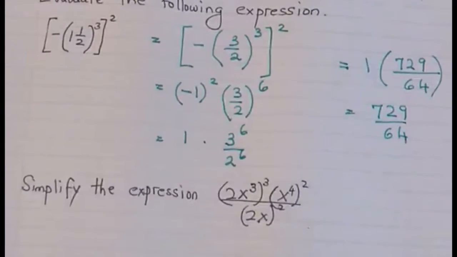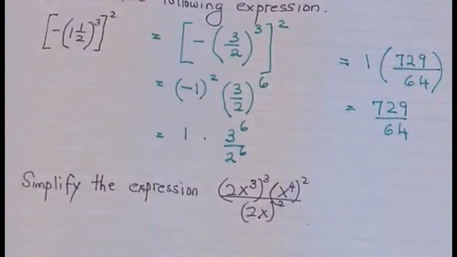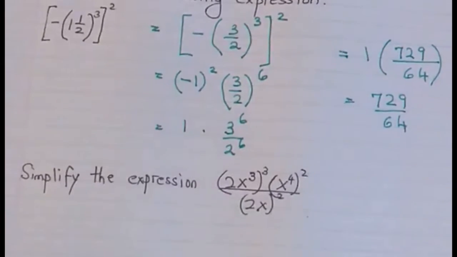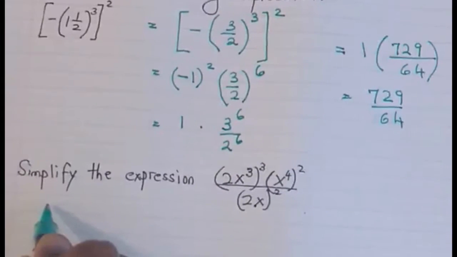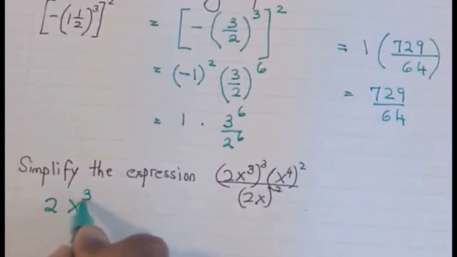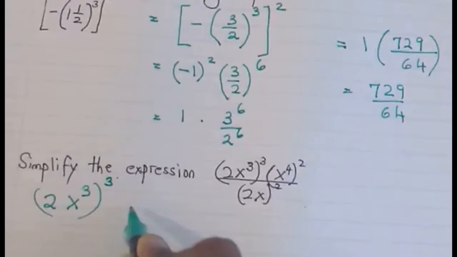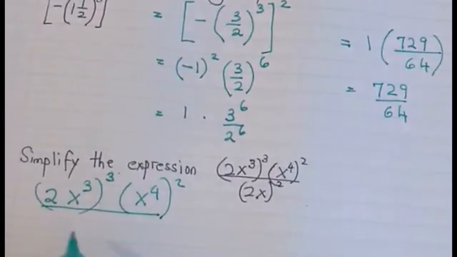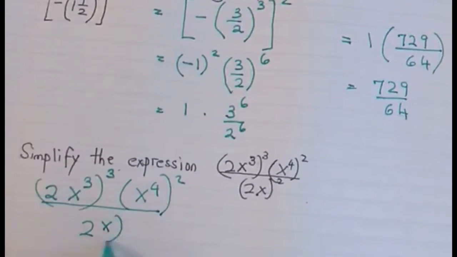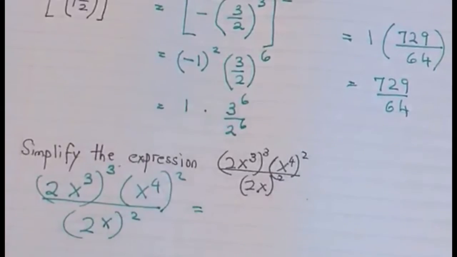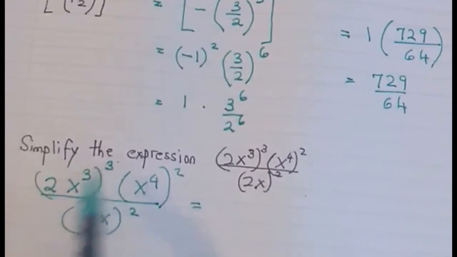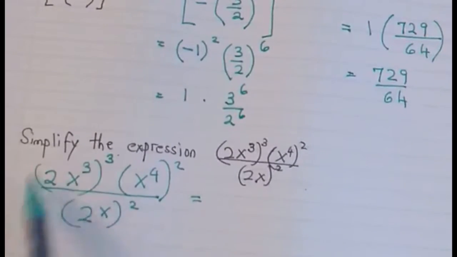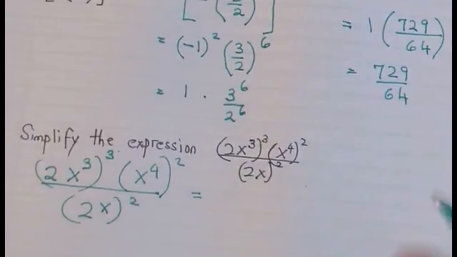Simplify the expression. In here, we're going to do the power of a power. So let's do those for all the terms that we have here. Let's write the expression here so that we can start: x cubed raised to the power of 3, and x to the 4 raised to the power of 2, over 2x, whole thing raised to the power of 2. Let's look at the very first term. Like we said, when we raise to the power of an exponent, all the terms inside the bracket need to be raised to that power.